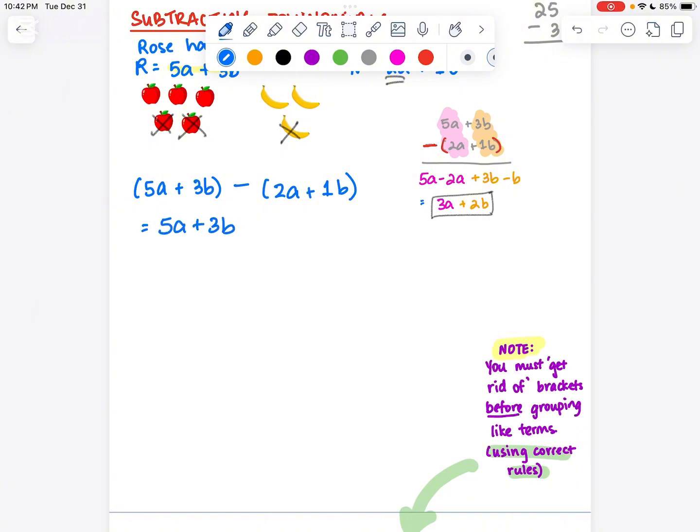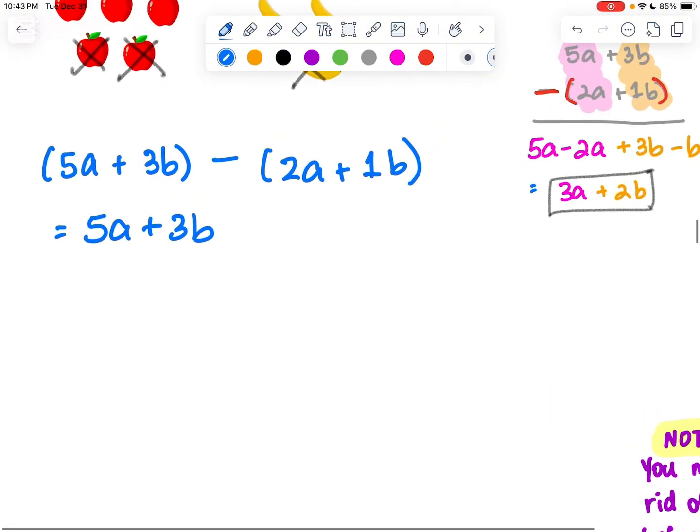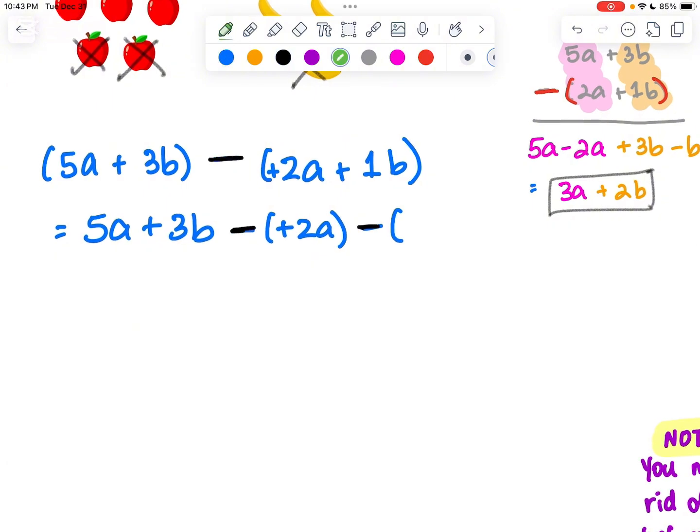Now, what do I do with the negatives? Again, what we're really doing is saying we need to subtract off a positive 2A, but we also have to subtract off a positive 1B. So at some point, you'll be able to do this in your head, but for now, we're going to write it this way. We're going to subtract this positive 2A, and then we're going to subtract this positive 1B as well.